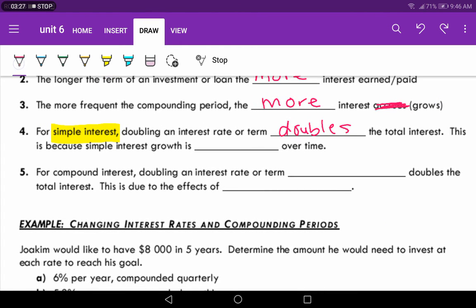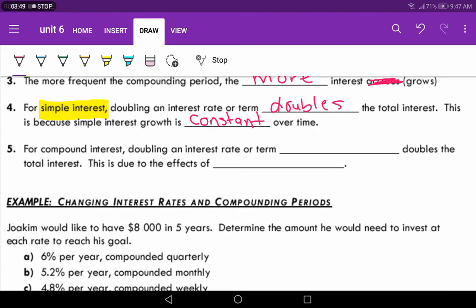This is because simple interest growth is constant over time, or linear. So that number is the exact same. It's $10, say, per month gaining interest, and that doesn't change depending on how many months you have it in there. For compound interest, on the other hand, doubling an interest rate or term does not double the total interest. And we should know that because this is exponential growth.